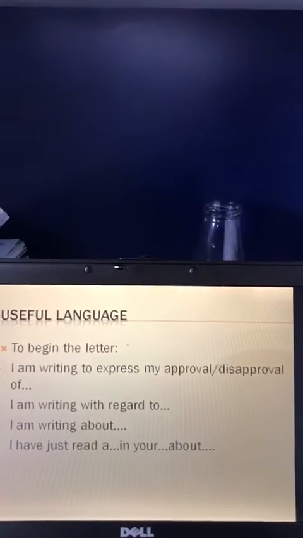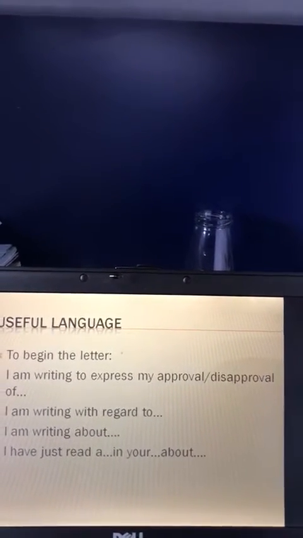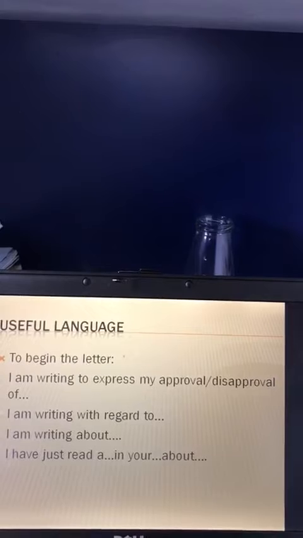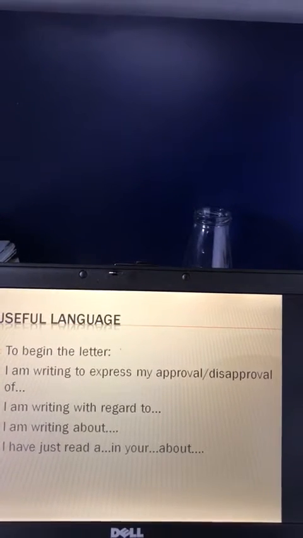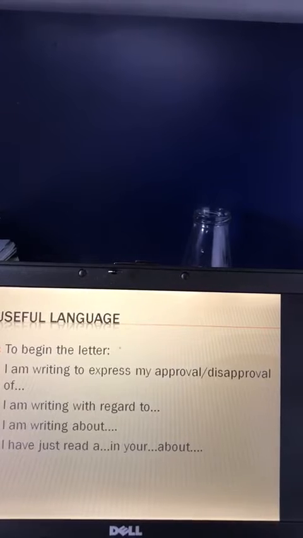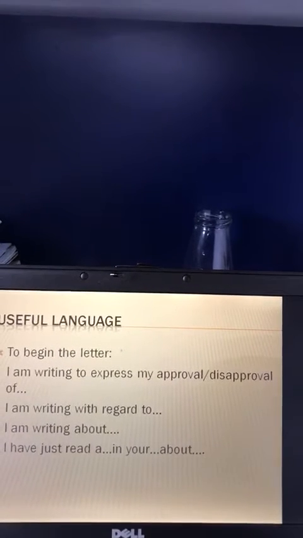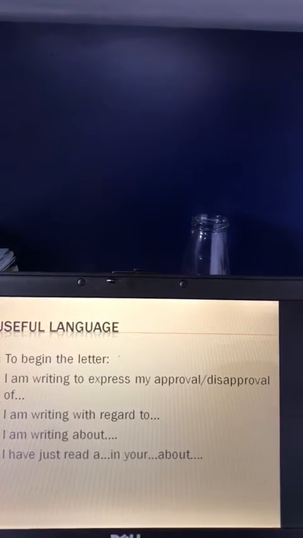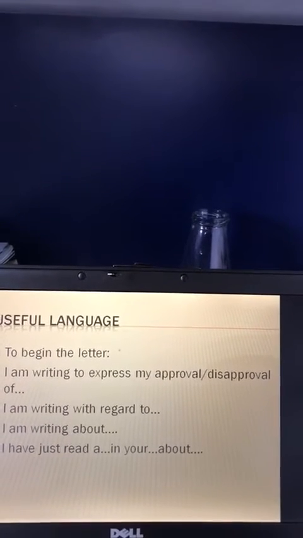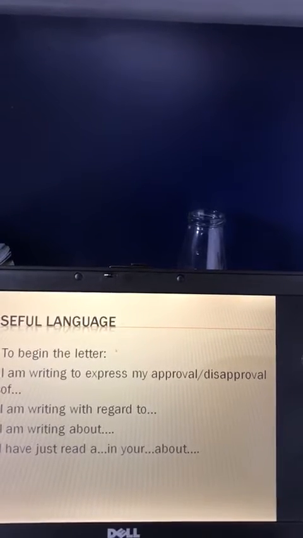There is some useful language to write this kind of letter. To begin the letter, we may write, "I'm writing to express my approval of," or "I'm writing to express my disapproval of," "I'm writing with regard to," "I'm writing about," "I have just read in your ... about."